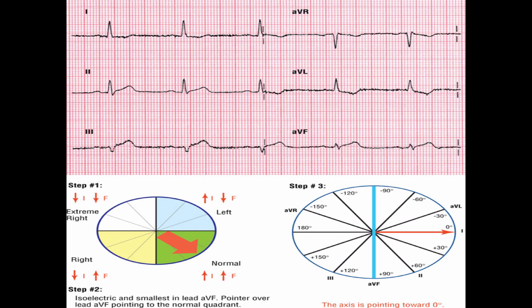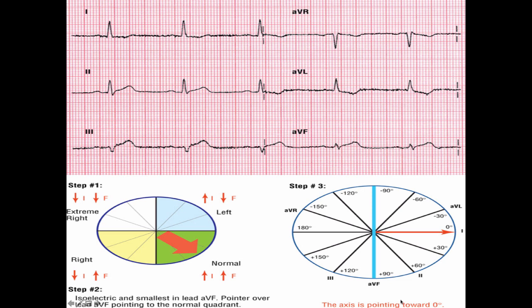That's step 2. So which one of these 6 leads has the smallest voltage, smallest amplitude? And you know what? Lead 3 and AVF, they both look pretty small, top to bottom. QRS, that is the QRS amplitude. They both look pretty small, but lead 2 is completely negative. AVF has some positivity and negativity to it, so we're going to pick AVF as our isoelectric lead.